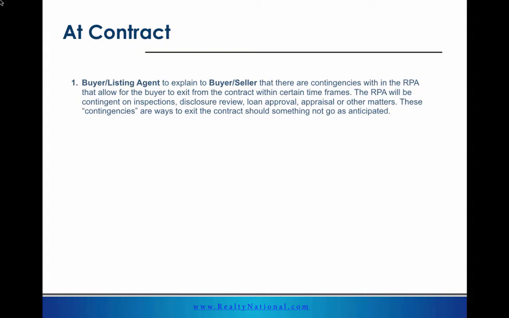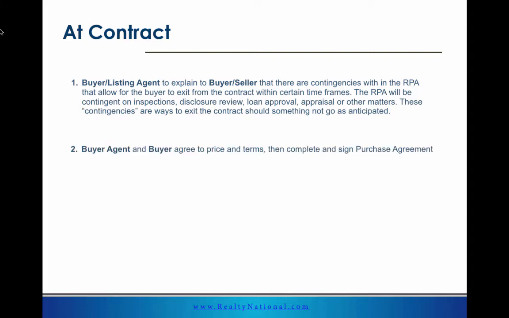It's also a great idea to explain to a buyer or a seller that there are contingencies within the purchase contract that allow for the buyer to exit from the contract within certain time frames. The purchase agreement will be contingent on inspections, review of disclosures, loan approval, appraisal, and a few other things. These contingencies are ways for a buyer to exit the contract should something not go as anticipated.